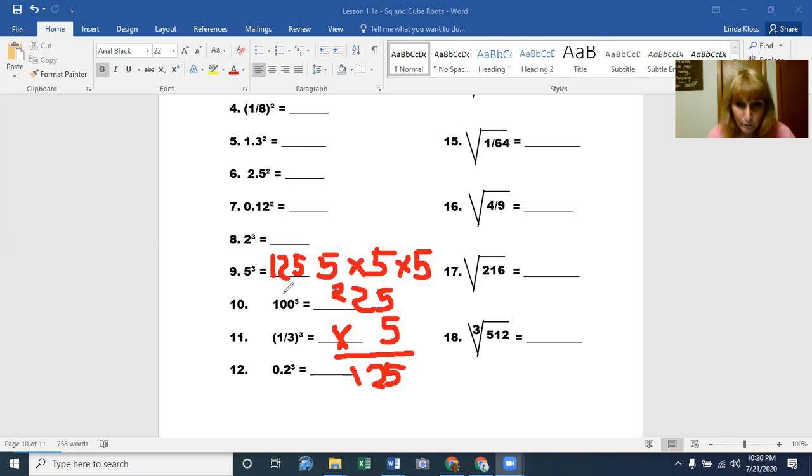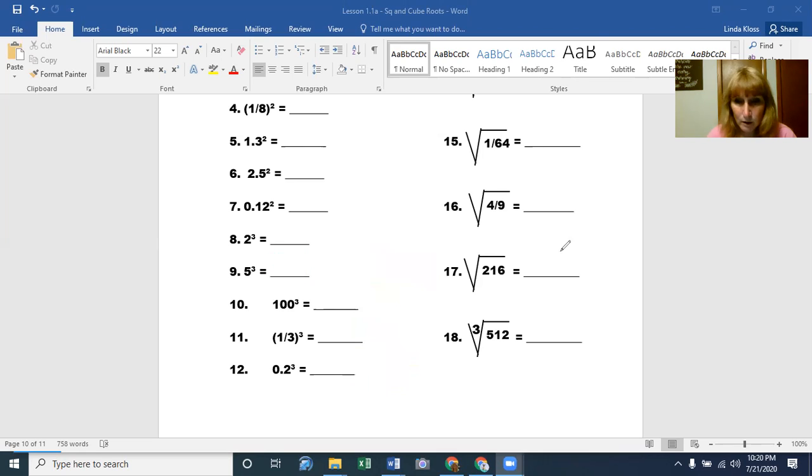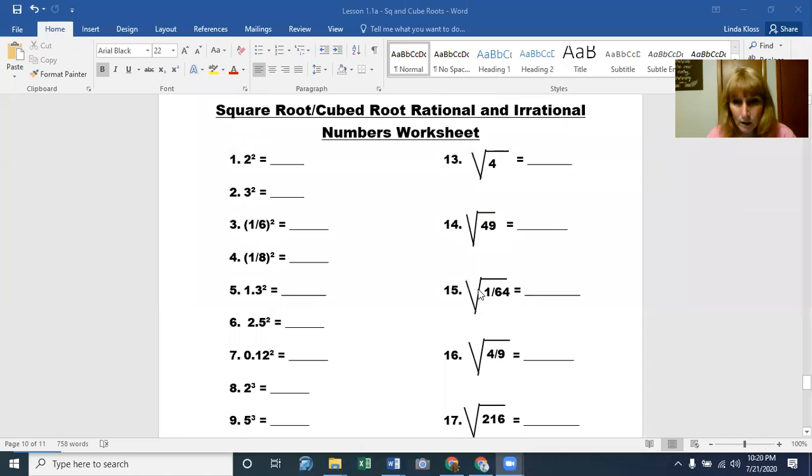I also want to do number 13. Go up a little bit here. Number 13, now we're doing the opposite. So we want to find the square root of 4. So we need a number that multiplied by itself will give us the answer of 4. So yes, that would be 2, because 2 times itself will give you 4. Look at number 14, the square root of 49. What number multiplied by itself gives you 49? 7, correct. Very good. Okay, let's look at number 20.